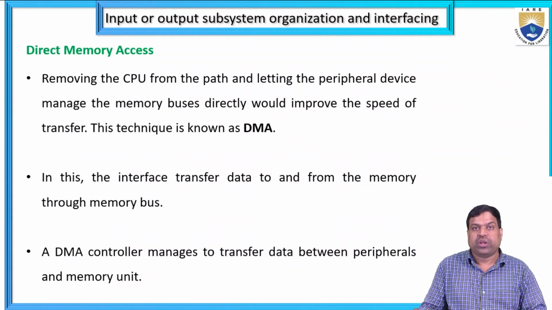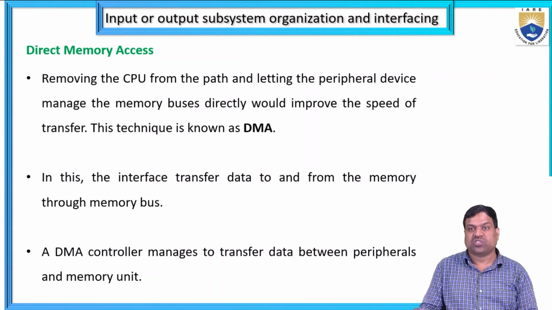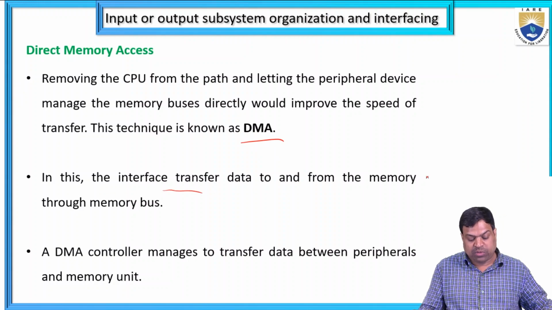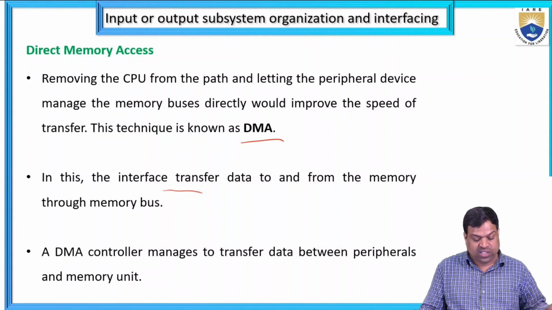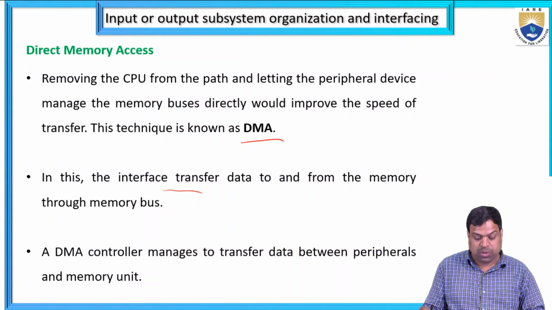Direct memory access is very important. Removing the CPU from the path and letting the peripheral device manage the memory buses directly would improve the speed of the transfer. This technique is known as direct memory access. In this interface, data is transferred to and from the memory through the memory bus, and the DMA controller manages the transfer of data between the peripherals and the memory unit.